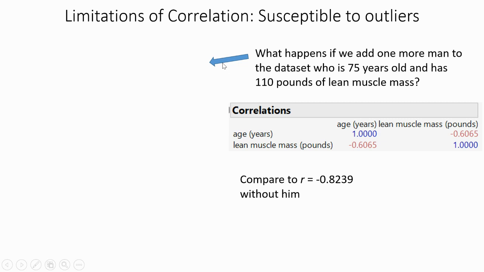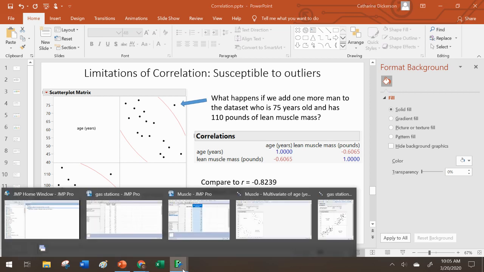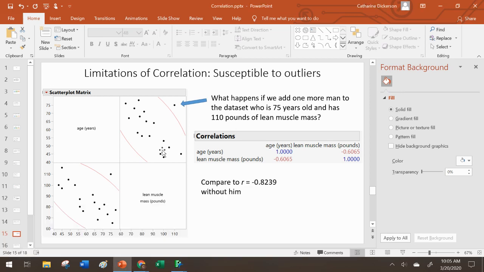All right, so one of my figures disappeared. I will have to look for that. But if we were to add one more man to the muscle data set, let's say he's 75 years old and he has 110 pounds of lean muscle mass. Oh, now I can see it. Okay, here he is. So notice he is an outlier. He does not fit kind of within the cloud of points that everyone else fits.